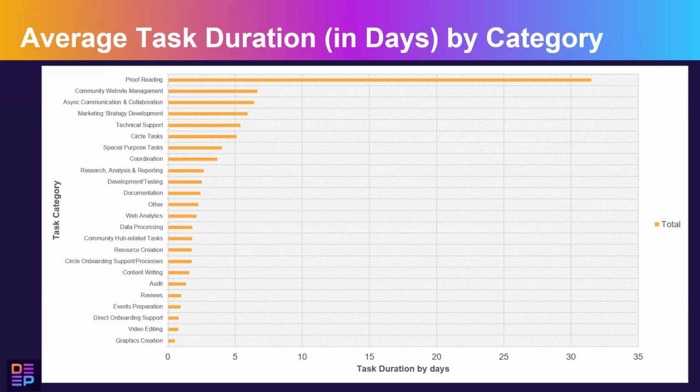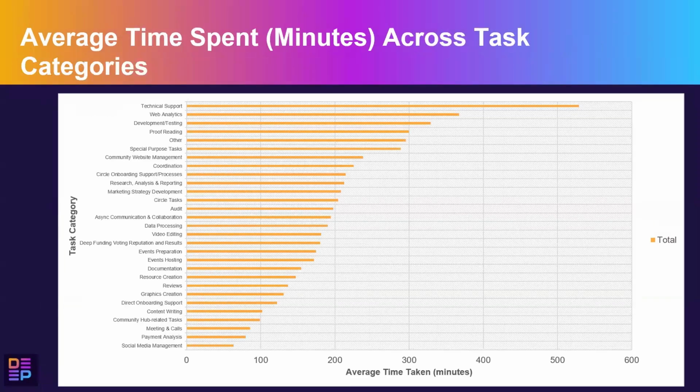This chart, which we see here, focuses on how long tasks take in days on average across different categories. Categories like proofreading, community website management, or async communication have longer average durations. This insight helps in setting realistic timelines and expectations for different types of work in future and helps us prepare better.